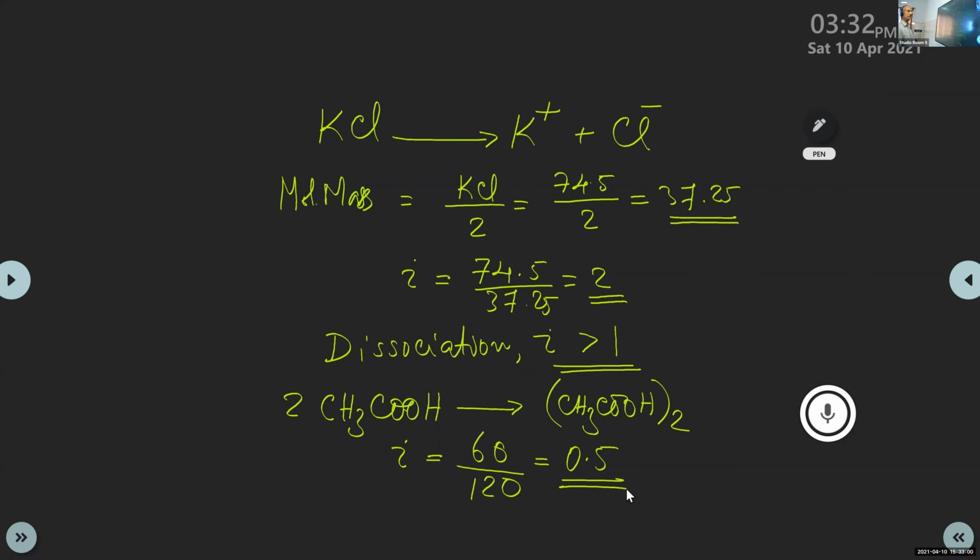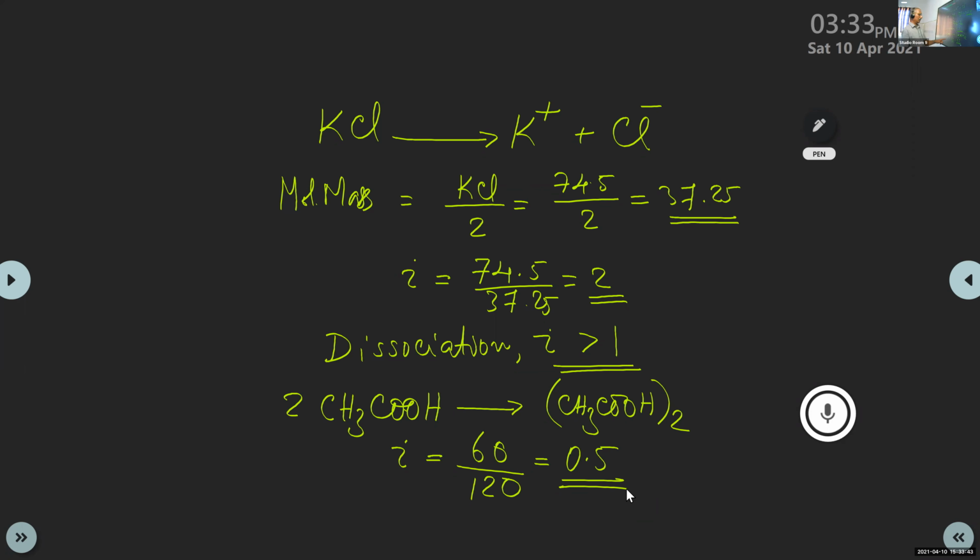For acetic acid in benzene, remember, in benzene, not in water. In water, there is dissociation because water is an ionizing solvent. But benzene is a non-ionizing solvent. So there is no ionization, but there is dimerization through hydrogen bonds. And the calculated molecular mass, which is the abnormal molecular mass, is equal to 120 by colligative property measurement.